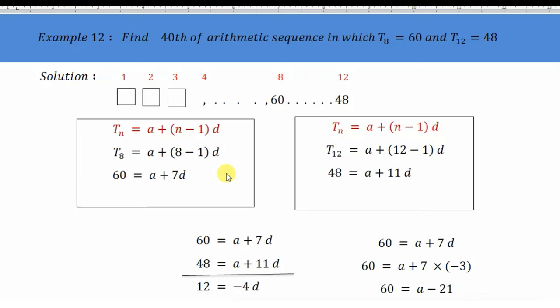Sometimes they may ask you to find a and d, sometimes they may give you a number to find the 40th term or 20th term. So if they ask you for some term number, like the 40th term, what you have to do is first find a and d, then you can find the 40th term.